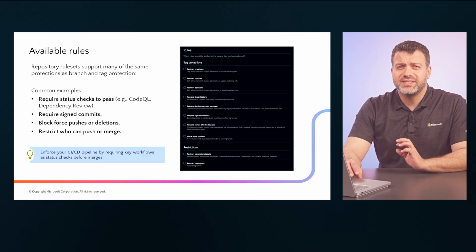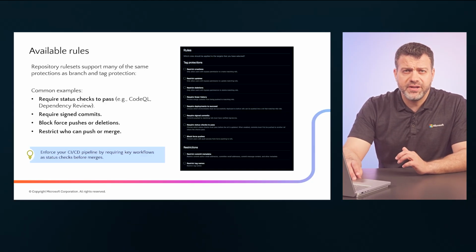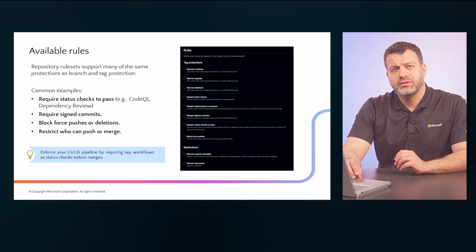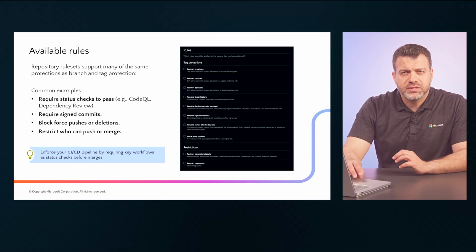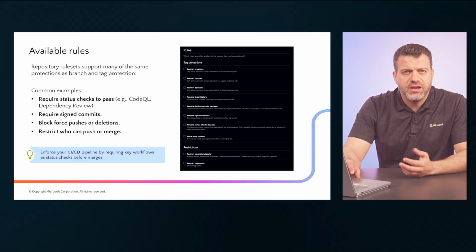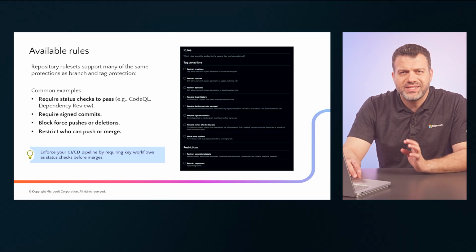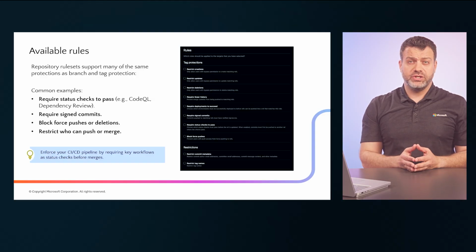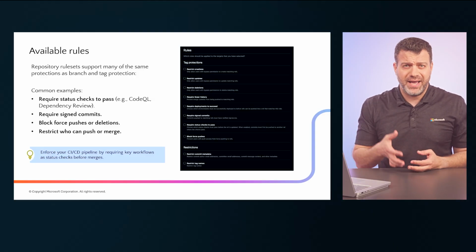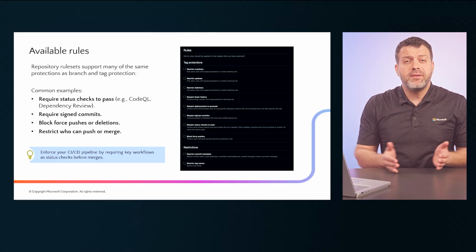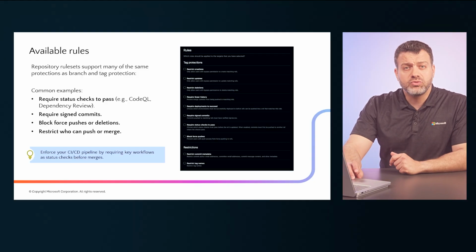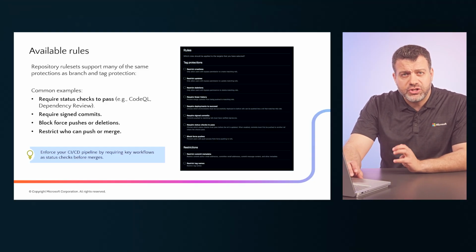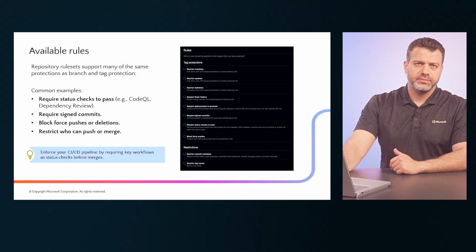Rule sets support the same protection you'd normally configure, just in reusable ways. You can require builds and checks to pass, enforce signed commits, and block risky actions like force pushes. For production branches, you might require tests to pass and restrict who can merge. These rules ensure every change meets your security and quality standards.